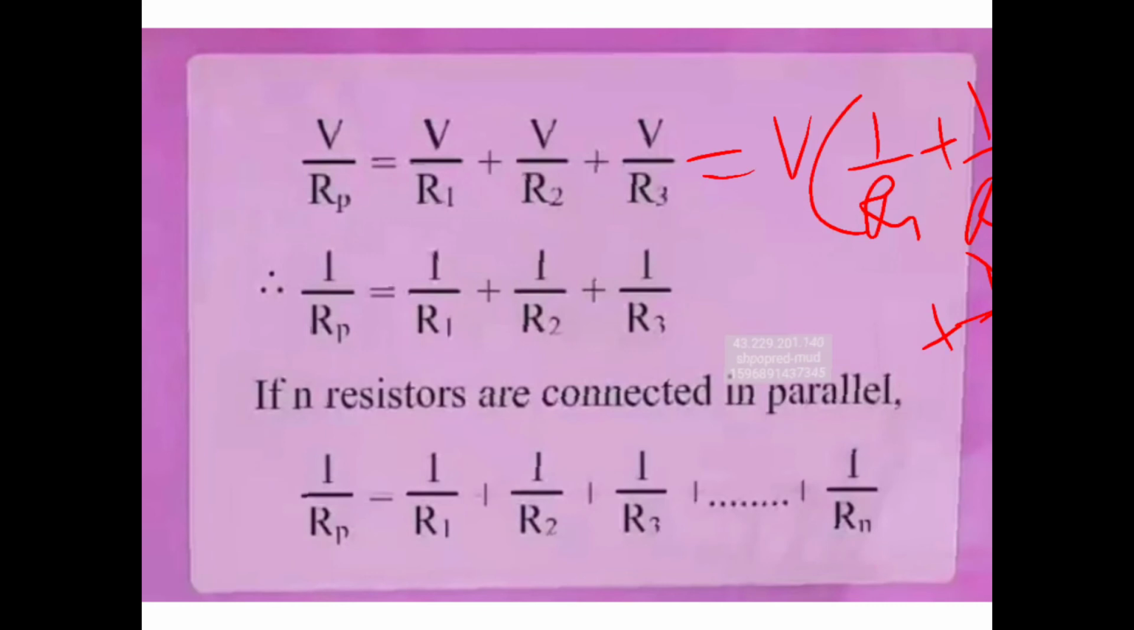Right? And then V will get cancelled with this V. So you are left with 1 upon Rp is equal to 1 upon R1 plus 1 upon R2 plus 1 upon R3. So instead of 3, if you have n resistances, you can have 1 upon Rp is equal to 1 upon R1 plus 1 upon R2 plus 1 upon R3 and so on till 1 upon Rn. This is a generalized formula.